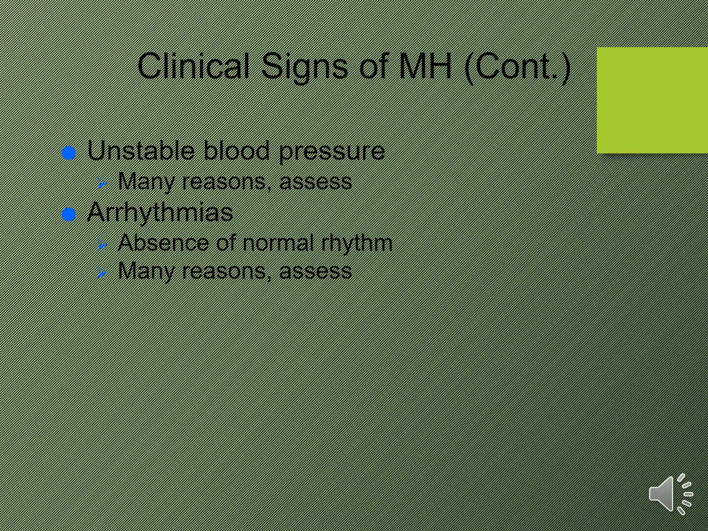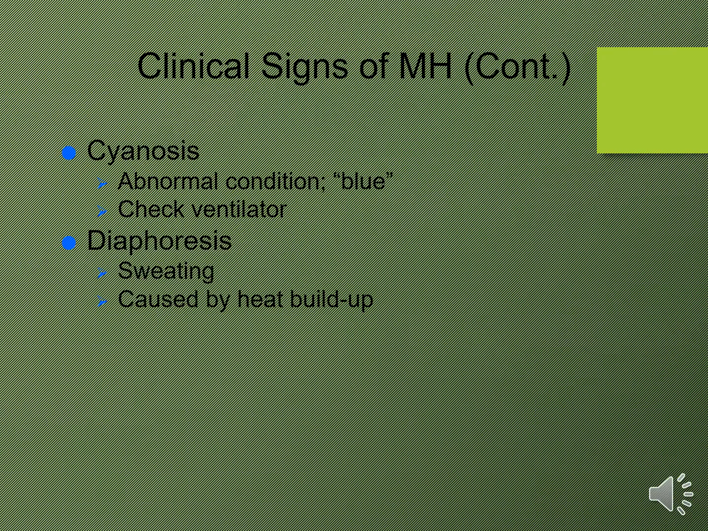The patient may also exhibit unstable blood pressure, and arrhythmias can also be presented. Cyanosis is another sign. So obviously if your patient is turning blue, that's not normal. They may first check the ventilator to make sure there's not a mechanical cause with that as well. And diaphoresis is profuse sweating. That's caused by heat buildup in the patient, causing them to sweat profusely. Other late signs may include skin mottling, myoglobinuria, that cola-colored urine we talked about, and hyperkalemia.